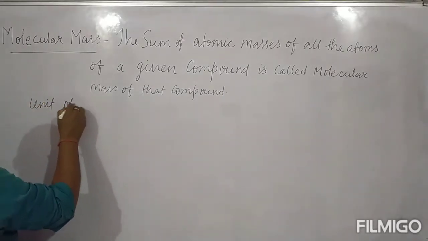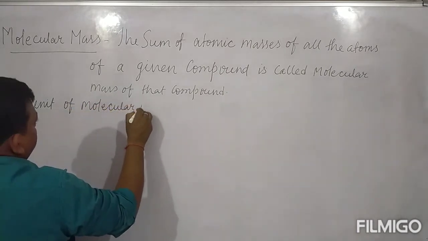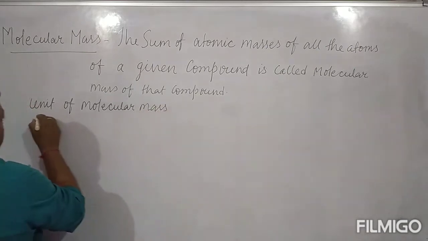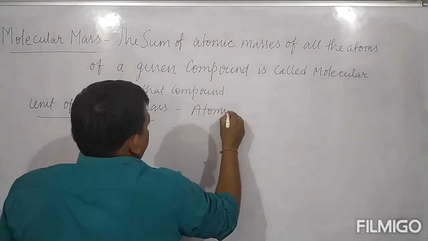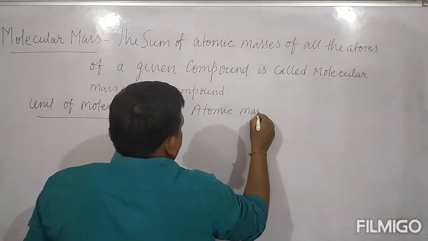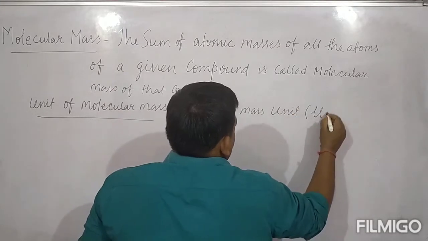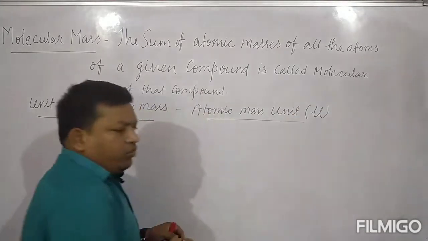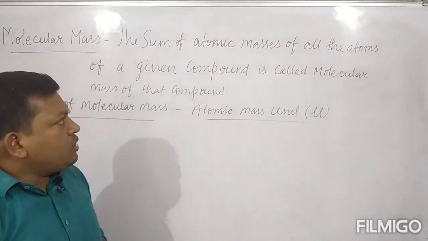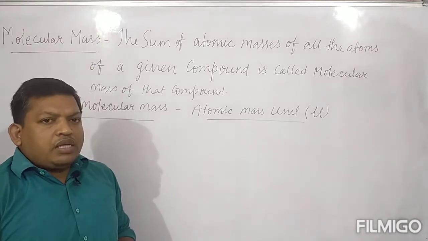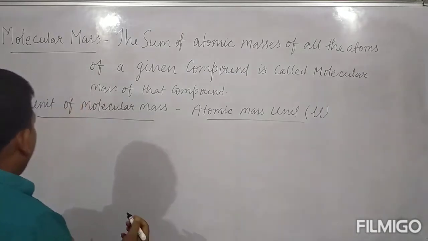The unit of molecular mass is the atomic mass unit. It is represented as u. This is the unit of molecular mass. Now, for finding molecular mass, we must remember the atomic mass of the elements. So now let us see how it is found.